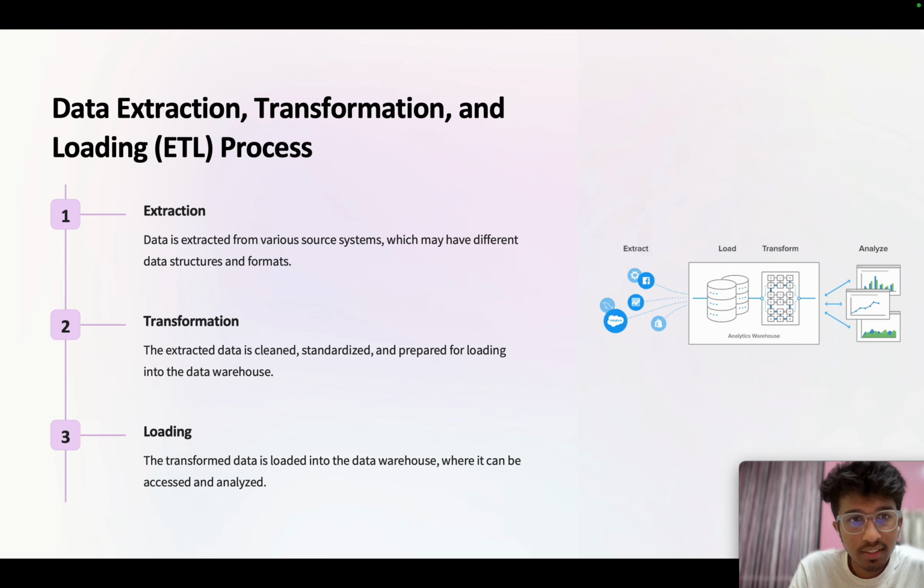Next process is transformation. The extracted data is cleaned, standardized, and prepared for loading into the data warehouse. In this transformation, what we basically do is eliminate all the null data values, and we also create a new layer known as the semantic layer, which contains the metadata of all the data. Next comes the loading stage, in which the transformed data is loaded into the warehouse where it can be accessed and analyzed.